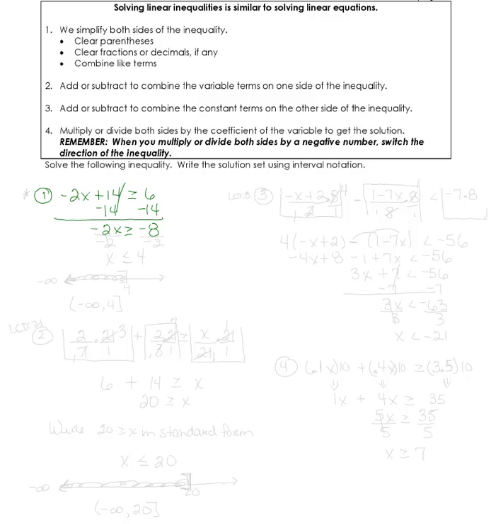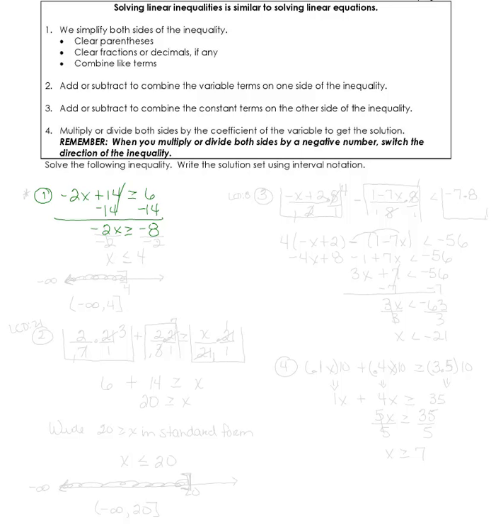Look at step 4, and look what I have in bold. It says, with inequalities, when you multiply or divide both sides by a negative number, switch the direction of the inequality. Just switch the inequality, don't switch everything else, just switch the direction. So if it was less than, it becomes greater than. If it was greater than, it becomes less than.